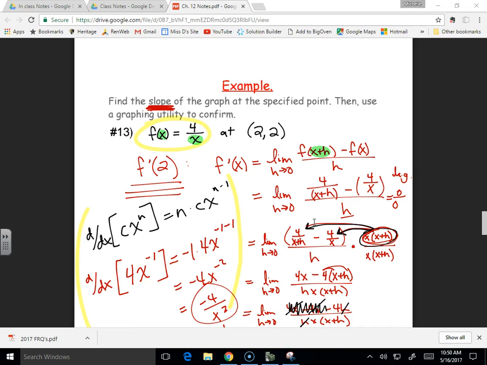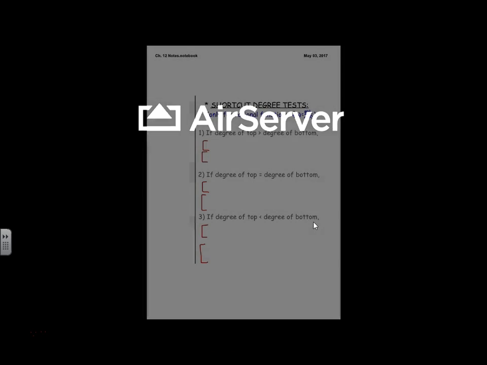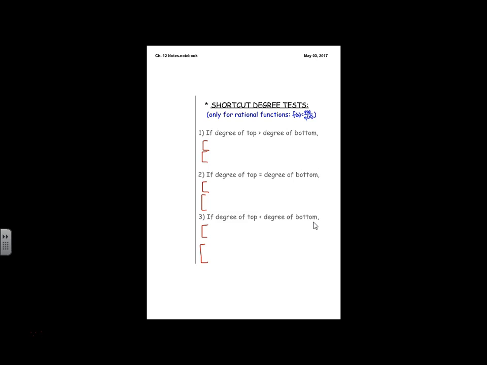Anyway, before we get into the degree test, didn't you guys write down the degree test yesterday? Weren't they there somewhere? Oh my goodness. Where did it go? Once again, it's okay, because I have no power over technology. Anyway, is it back? Go team.